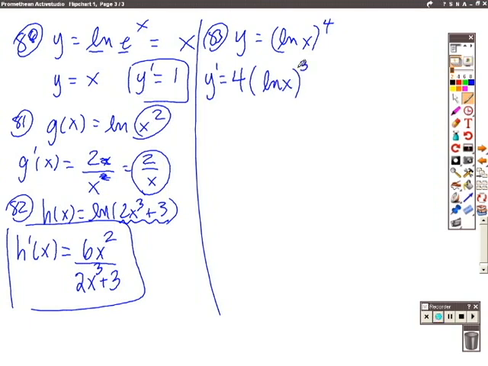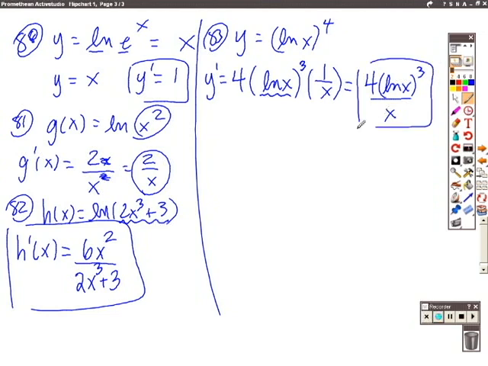All of that is the derivative of the outside, multiplied by the derivative of the inside. The inside is ln of x, and the derivative of ln of x is 1 over x, so I can clean that up and simply make it 4 ln of x cubed over x. And nothing simplifies, nothing reduces, nothing divides.